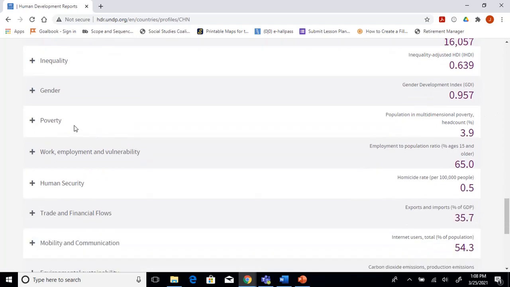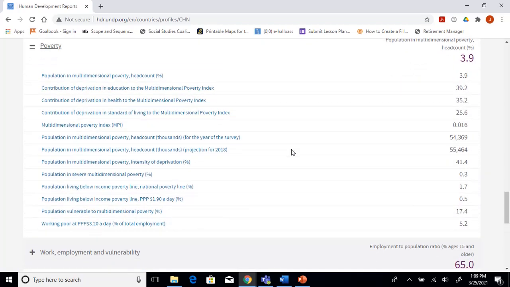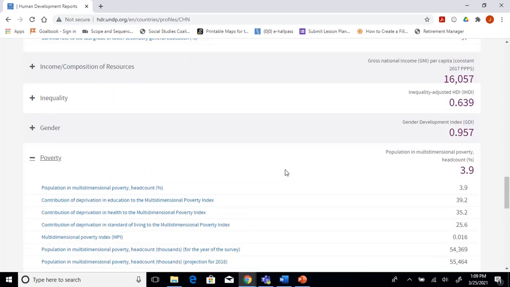And then finally, poverty. All right, I want to know what the poverty number is. A population in multi-dimensional poverty. And in China, that number is 3.9%, meaning that 3.9% of the population in China live in poverty. May not sound like a lot. You have to remember that they have the biggest population in the world as well. You can click on poverty and you can learn a little bit more about it, what some of the numbers are, things like that. Those are the pieces of information that I need for the project.